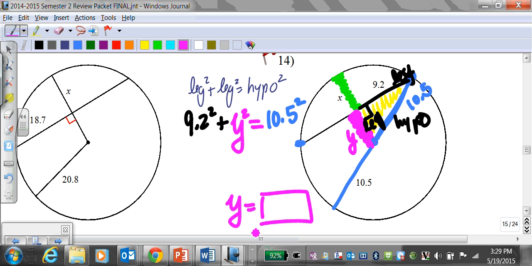Now, you're not done because you're ultimately looking for x. The trick here is the fact that this 10.5 is the same going this way. That's 10.5 because it's the same this way. Can you feel it? Center to edge. So once you find the pink, you already know the blue. Just find the green yourself.